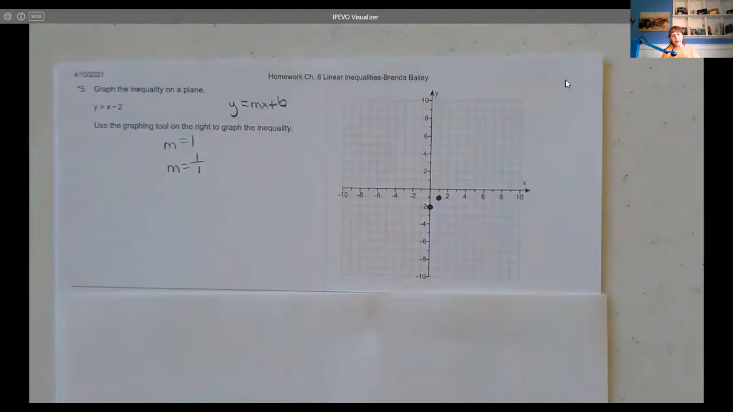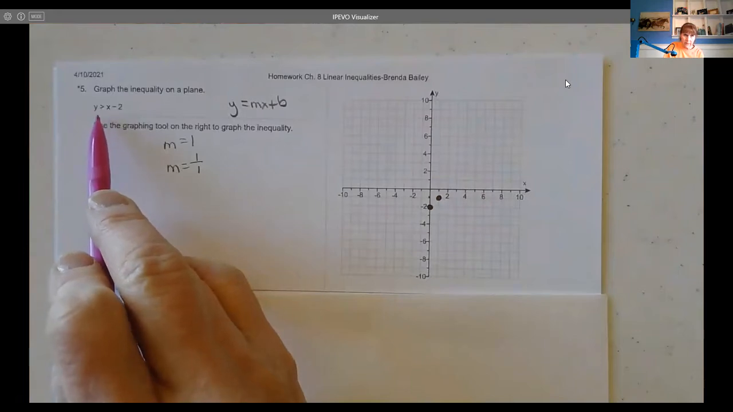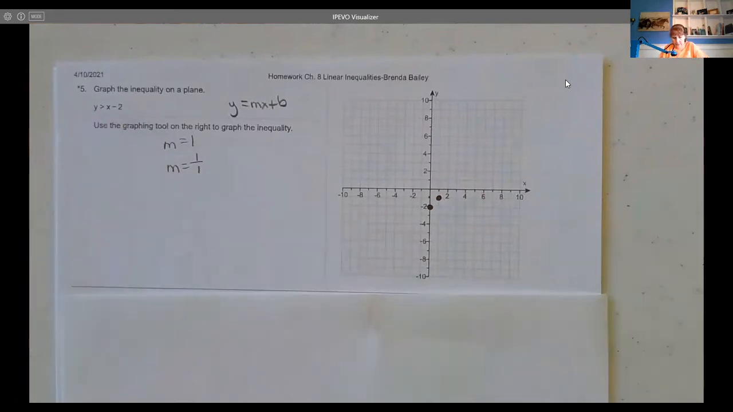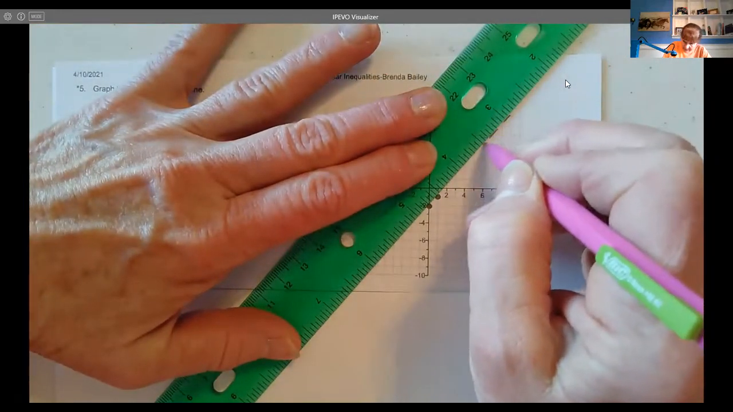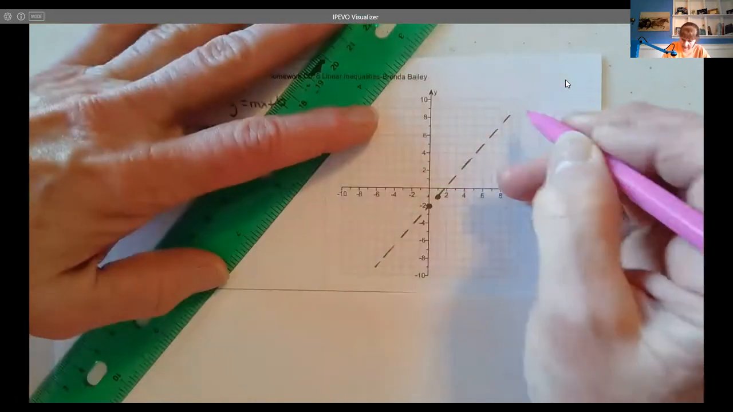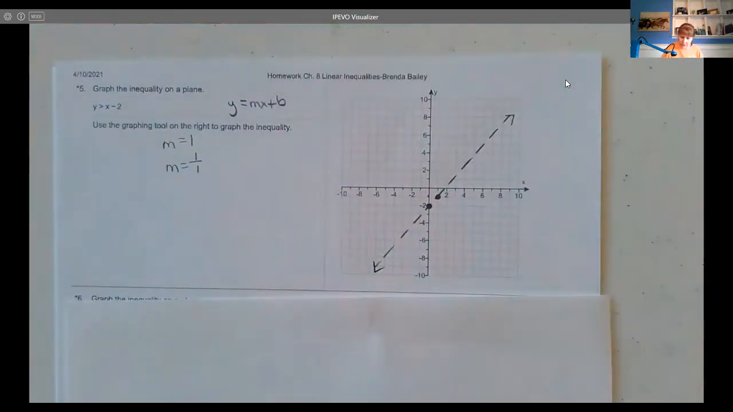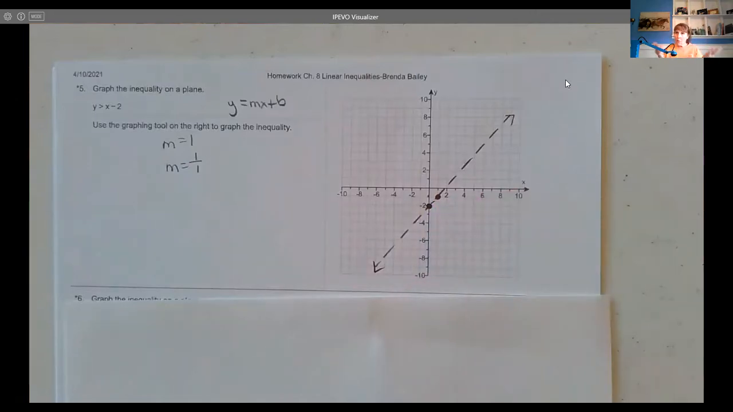Okay. Now we have to pay attention to the inequality, because we need to know if our solutions are found on the line, which means it has a bar, or they're not on the line. Well, it doesn't have a bar, which means they're not found on the line itself. So we do a dashed line, which means the solutions are not there. All righty. So where are the solutions?